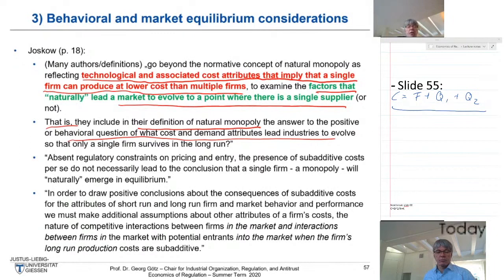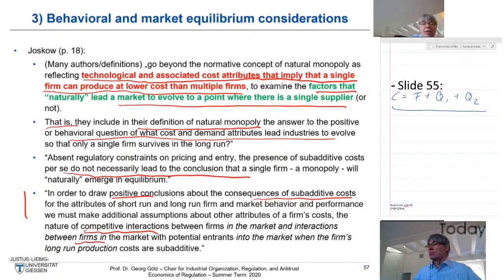Okay, and the point is, given what we did, we do not get any conclusion that a single firm will naturally emerge in equilibrium, and it is also not clear whether we should have one. What we do in the next step is not address the normative question of whether we should have one, but address the positive question of whether these sub-additive costs will lead to a market where we have only a single firm, okay? And that depends on the competitive interactions between firms in the market and potential entrants, okay? And that's actually what we are doing in the next chapter when we discuss contestable markets, where we look at a cost structure which is sub-additive, and then look into how many firms will be active and what will be the performance of the market. That means, how are prices related to marginal or average cost, or how does that look?